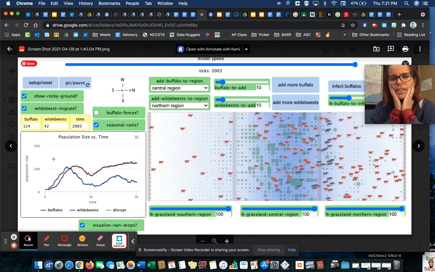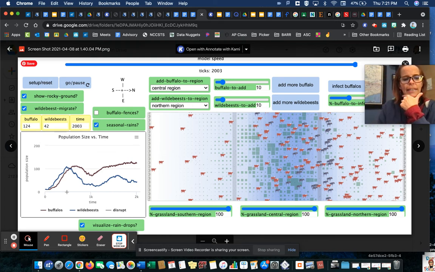Because we started with 10 and 10. We started with 10 buffalo and 10 wildebeest, but look where we are at 2,000 clicks. Those wildebeest, they're just not thriving the way the buffalo are. And the question is why? Why are the wildebeest having so much a harder time?